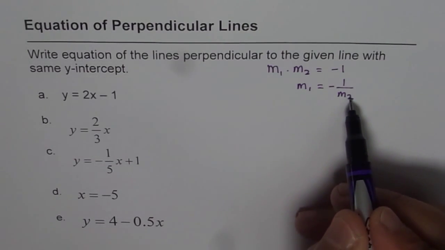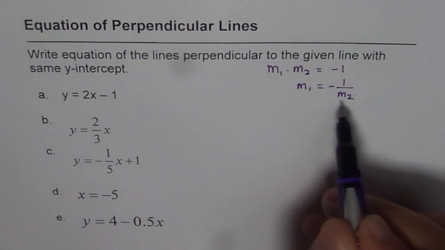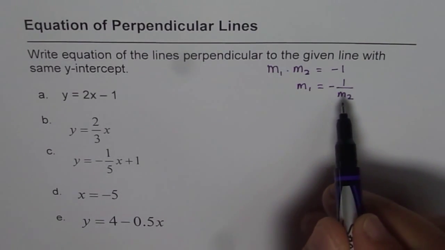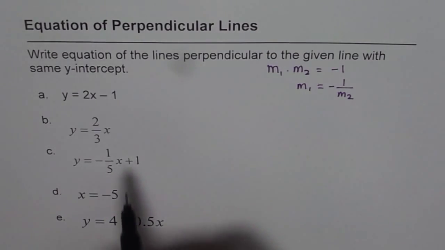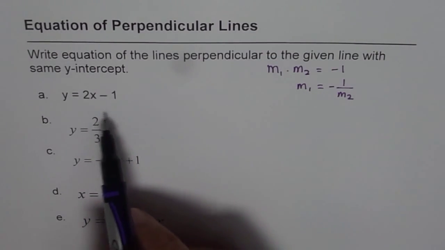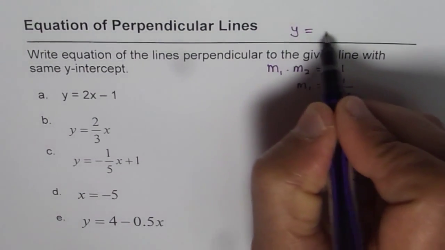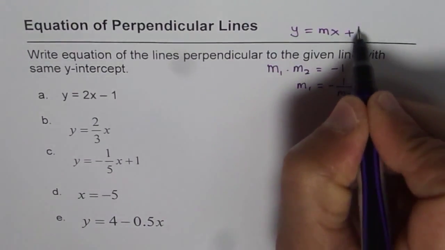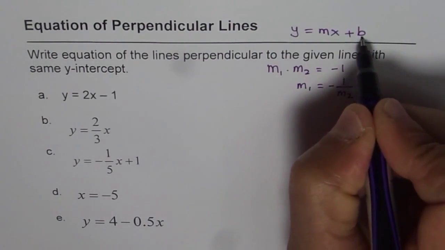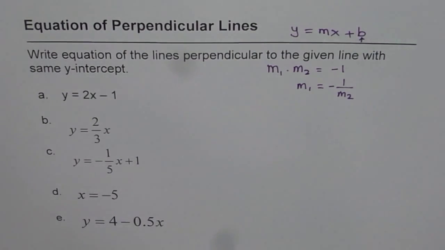So we'll use this definition of slope being negative reciprocal, and as far as the y-intercept is concerned, I have taken equations in slope and intercept form. That is to say, my equations are in the form of y equals mx plus b, and so b represents the y-intercept. So that value we are going to maintain as same. The whole idea here is to understand how the slope changes for a perpendicular line.